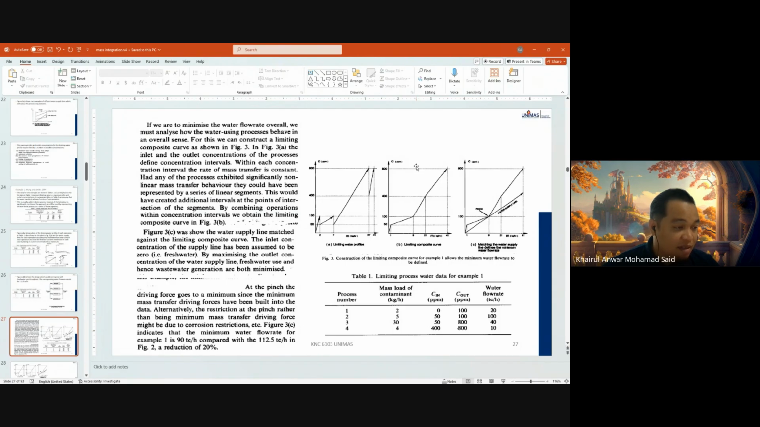Next we draw our fresh water supply line starting from 0 ppm here. Since the slope of this line represents the reciprocal of the water flow rate, f equals delta m over delta c, maximizing the slope minimizes the water flow rate. So we pivot the line until it just touches our LCC. LCC here refers to limiting composite curve. This is the tangent point of contact, or we call it the water pinch point.